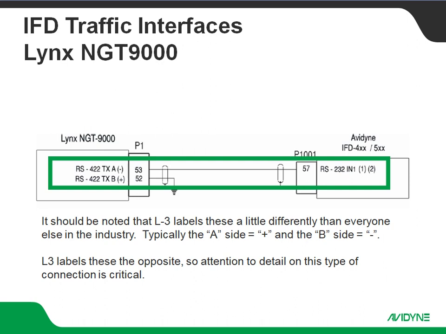You've got to pay careful attention to this and make sure that we're not just going by the A and the B, but we're actually keeping track of the positive and the negative, because the negative line is the one that's carrying the data that can be translated into RS-232. If we use the positive line, it's going to be reverse logic and you're going to have all kinds of problems.